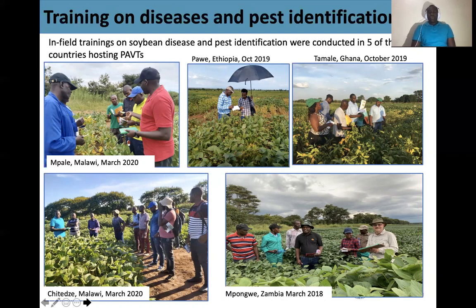We get the opportunity to train them on the common soybean diseases, how to identify them, and how to manage these diseases. Recent trainings were done in Pale in Malawi and Chitsese, and in 2019 we had trainings in Tamale and in Pawe. In 2018, we had trainings in Zambia. These trainings are important because they give the practitioners, these extension officers, the courage to be able to spot the diseases that are affecting soybean in their trials.